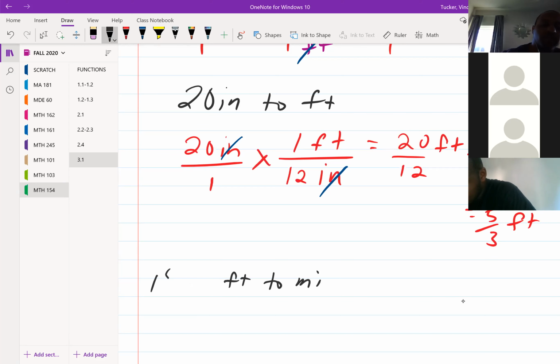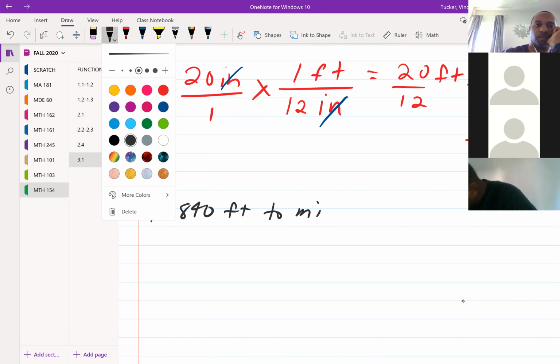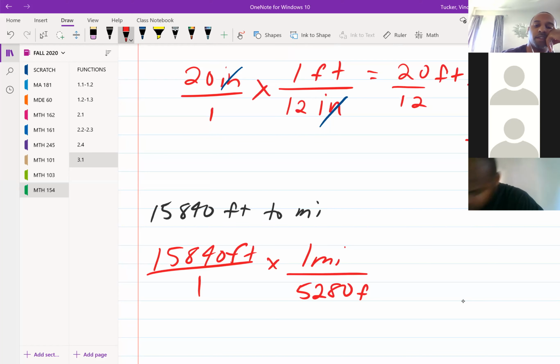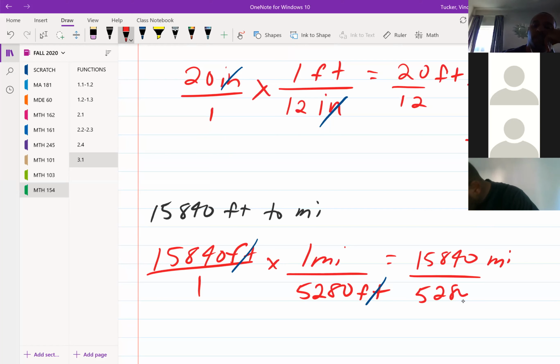Yeah, let's do that. Let's go 15,840 feet. I want to know how many miles that would be. All right, set it up. The conversion factor for feet to miles is that 1 mile is equal to 5,280 feet. Measurements of feet will cancel. Multiply across, that's 15,840 over 5,280. And that'll be 3 miles.